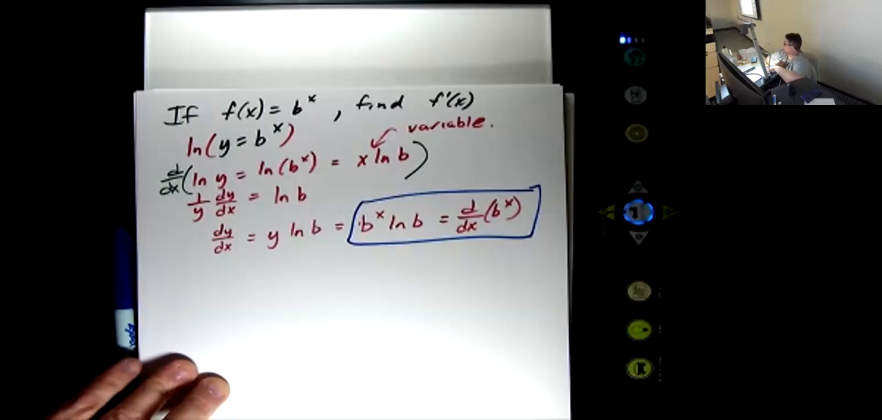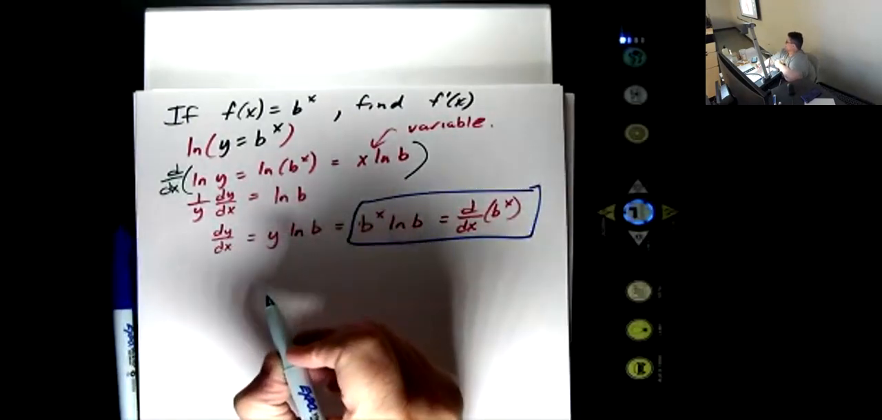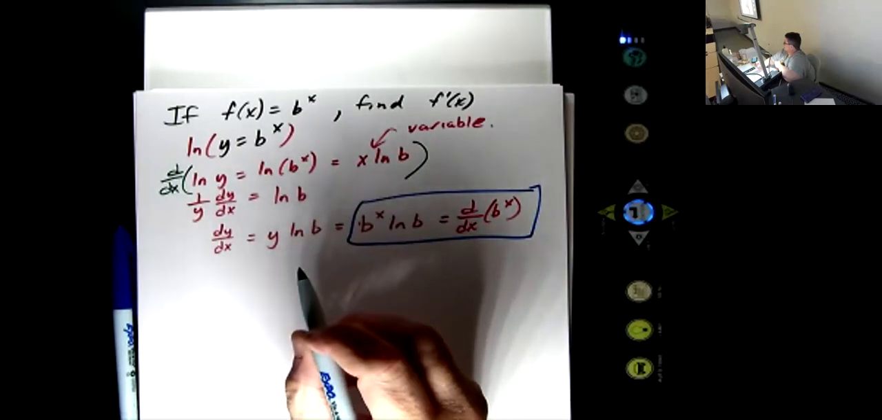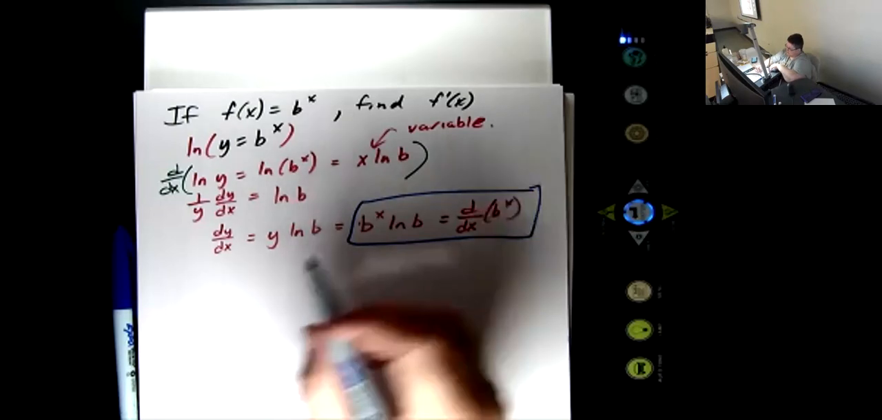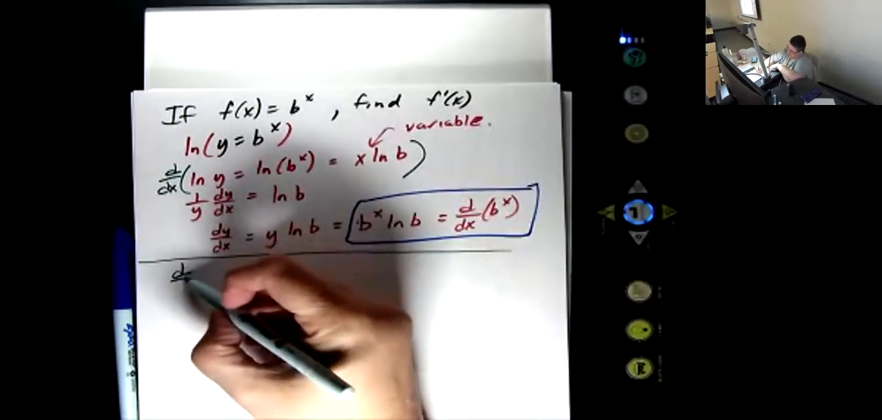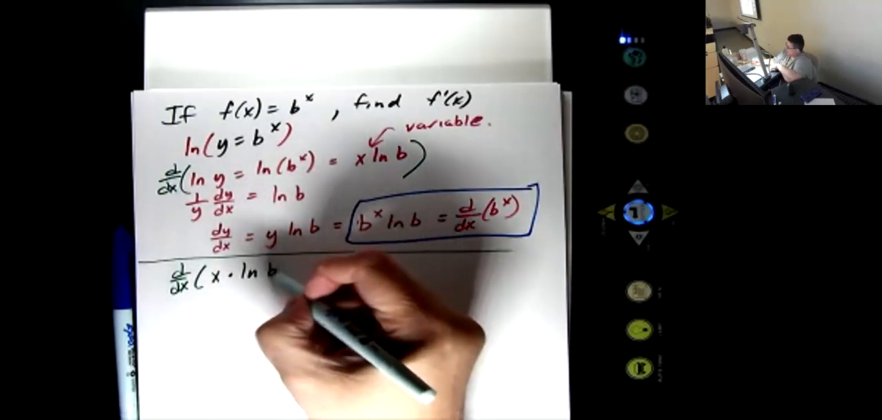Yeah, how come you didn't use the product rule for x times natural log? We could. Would it be the same thing? Yes, because natural log of b is a constant, so when we take the derivative of it, it's 0. So that term is going to go away. But we'll do it real quick. So we can do product rule on this. This is a good question.